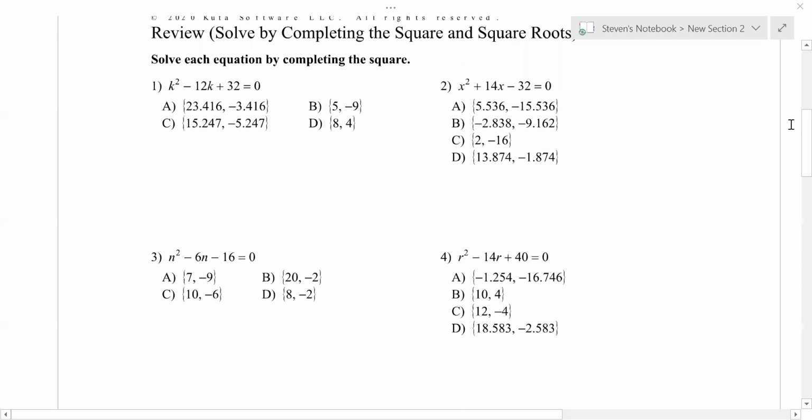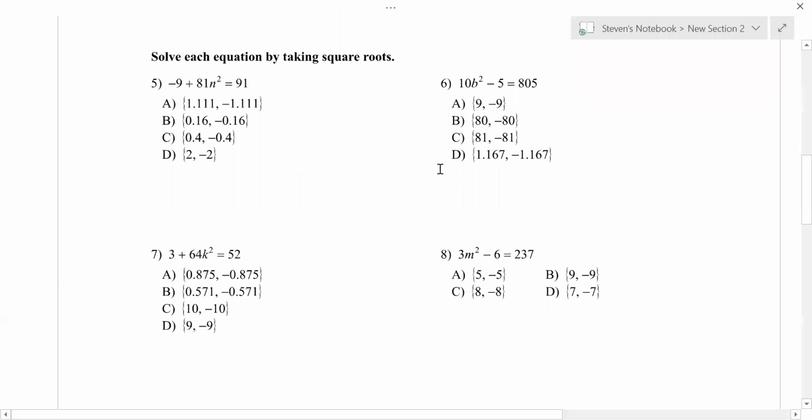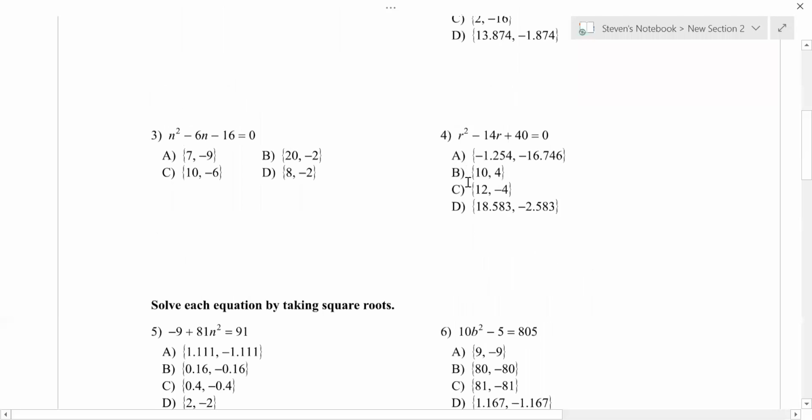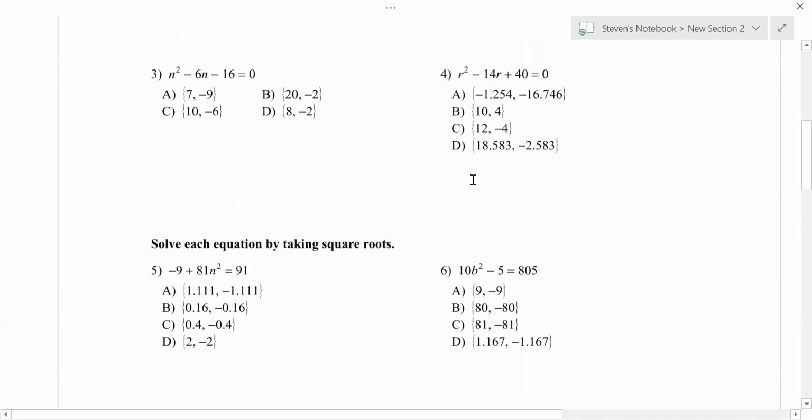So today's assignment is just a review assignment, what we've been doing for the last week or two, which is solving equations by the process of completing the square, and then also solving equations by taking square roots. So two different topics here, just 8 questions, and show your work.